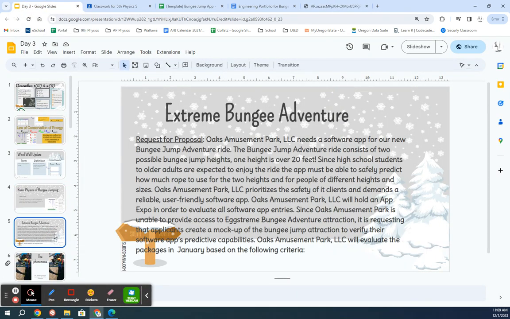All right, continuing on. The next thing that we're going to be looking at is Extreme Bungee Adventure. This was our request for our proposal. And so what we want to do is kind of think back to what is it asking us to do? Well, it's asking us to build an app, and the app needs to calculate some things so that we know how much bungee to give the person.